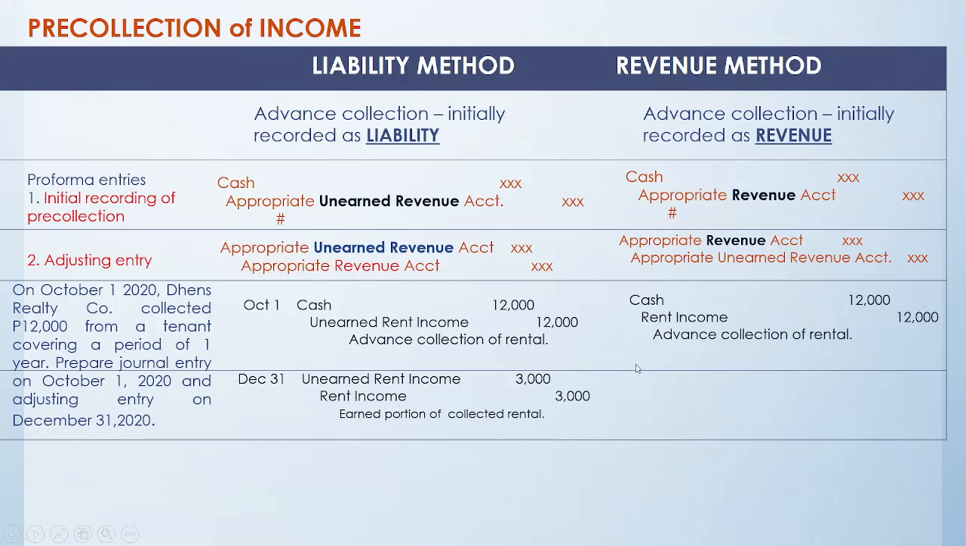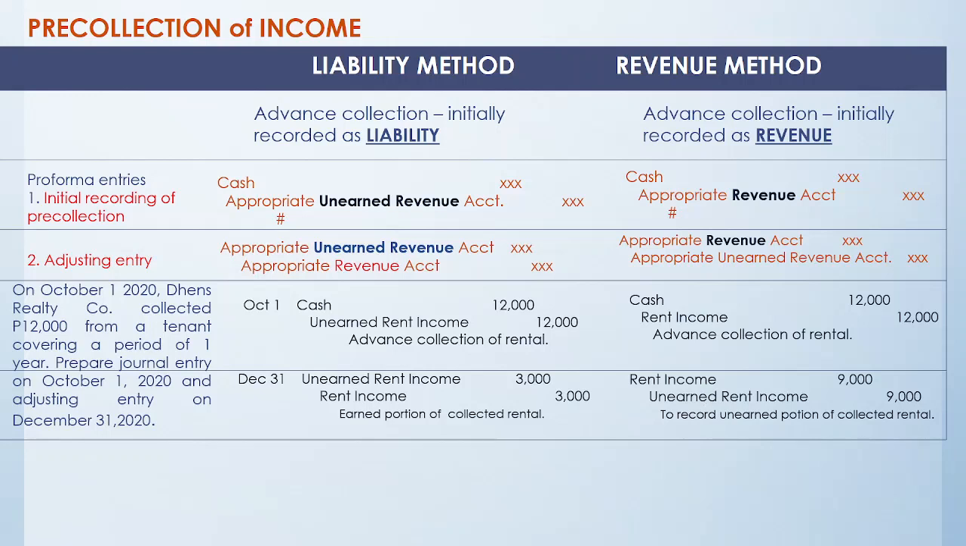Alright, let's continue on the revenue method. This is overstated since 3 months is only the actual rent income. Therefore, there is a need to establish or to recognize the liability account. So this is our entry.